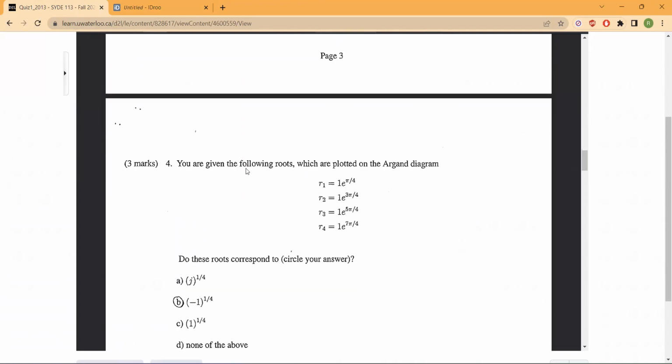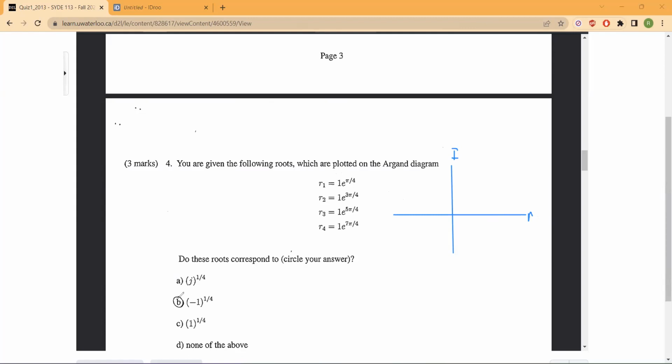Okay, so then here you're given the following roots, which are plotted on the diagram. An Argand diagram sounds very grandiose, but it really isn't. From what I understand, it's just like this. This is real, and this is imaginary. So it's basically the Cartesian plane, but instead of x and y, you have R and I, and it's called the Argand diagram. And now let's try to figure out how we do this.